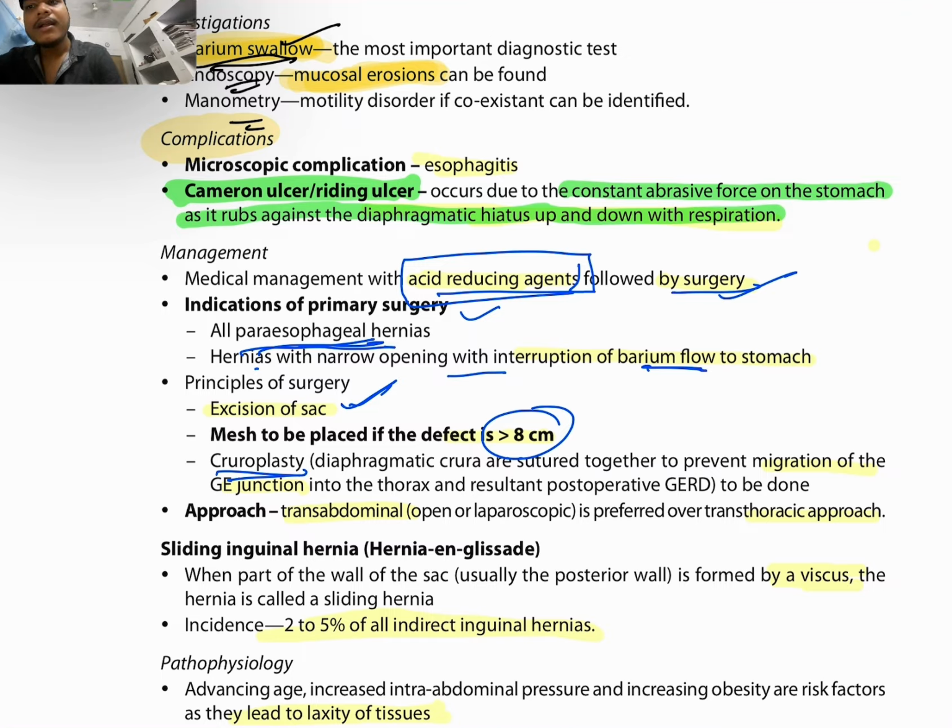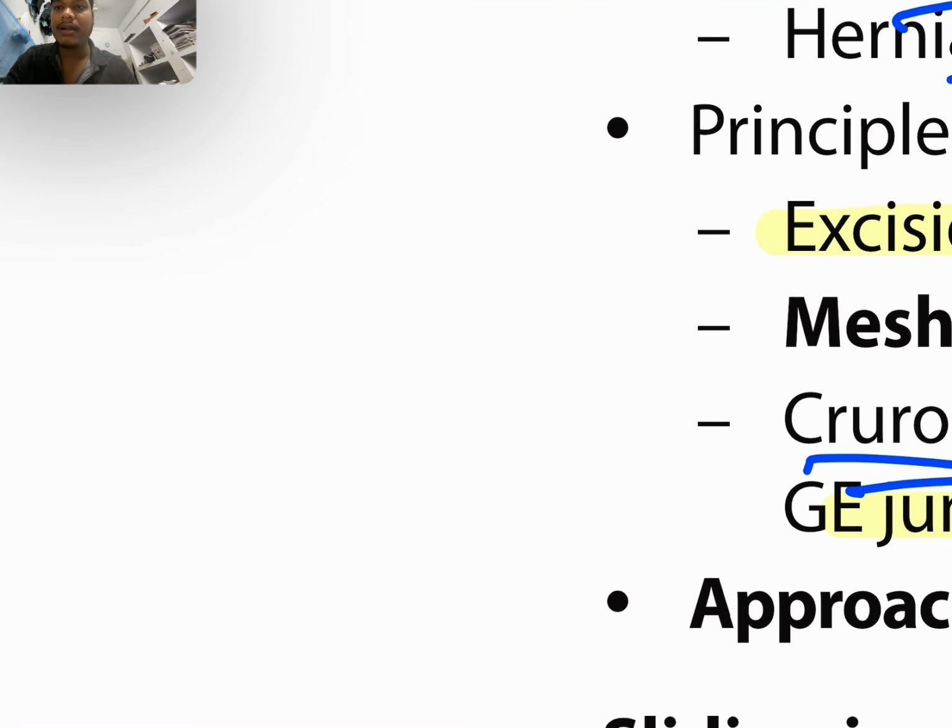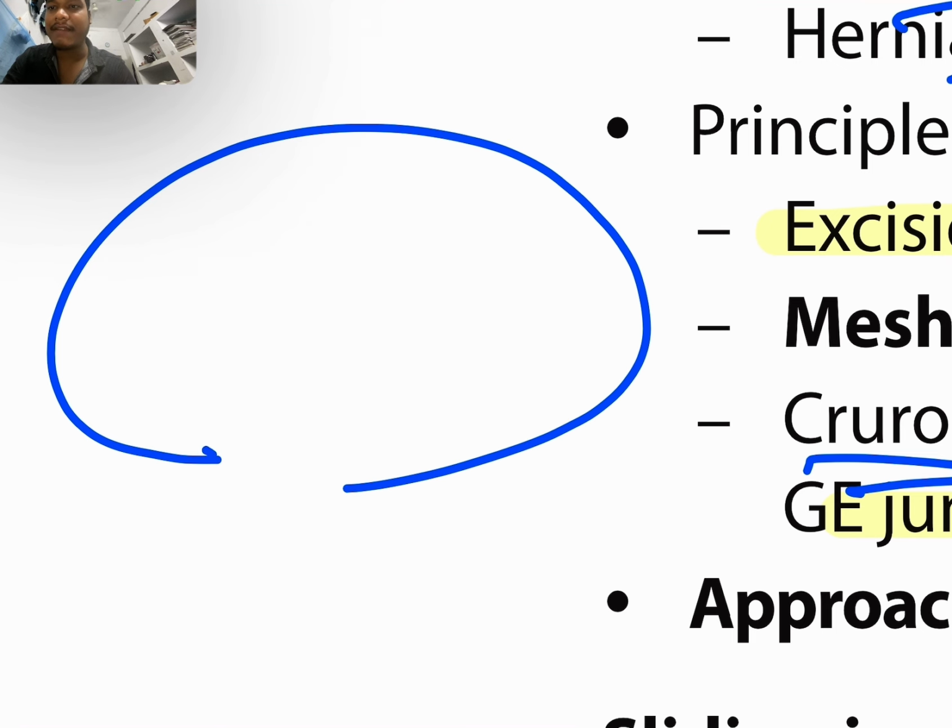In this method, the diaphragmatic crura are sutured together to prevent migration of the G junction into the thorax and the resultant post-operative GERD. The approach will obviously be transabdominal, either open or laparoscopic, over the transthoracic. Remember, transthoracic will be a little tough, so we will go for the transabdominal method. So just simply we can look at this diagram, like this is our diaphragm part.